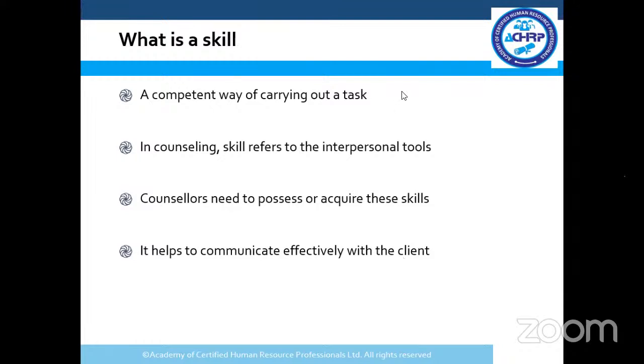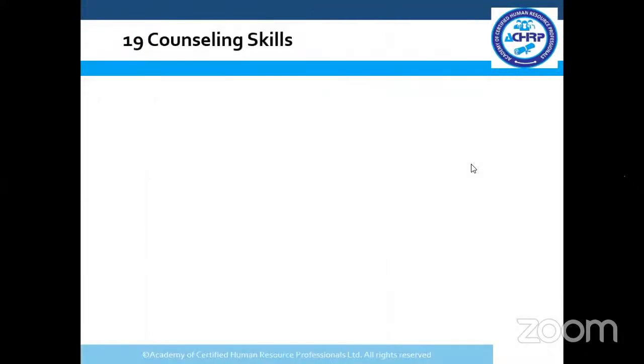When you are relating with other people, how are you supposed to communicate? In counseling, we all need to acquire these skills. Once you acquire these interpersonal skills, they will help you communicate effectively with your clients. These skills, I said we are going to talk about 19 skills, and I'll see how I'll squeeze them within the 20 minutes I have before I go to the counseling process.